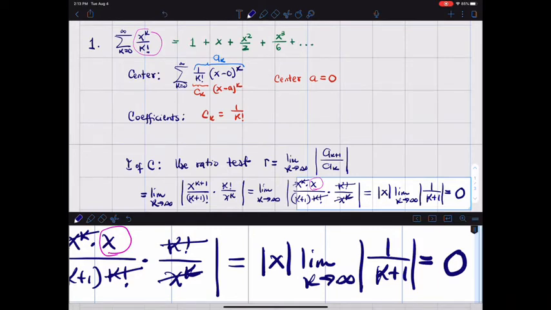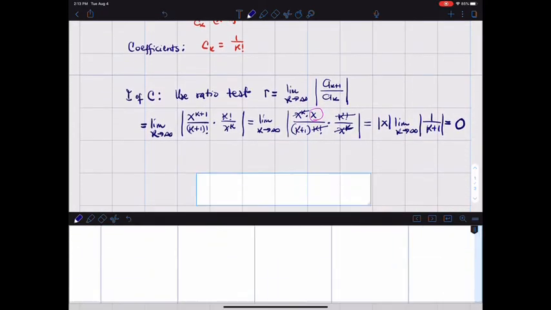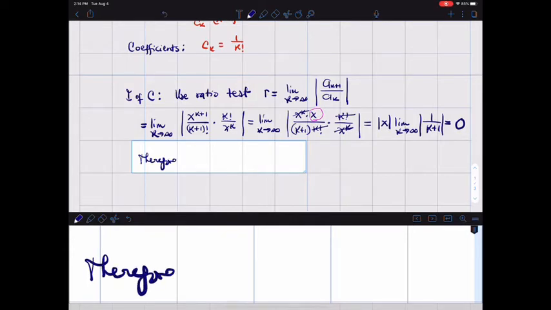What does this tell us? Okay. So this means that for all values of x, our r is 0. So remember, with the ratio test, when r is less than 1, that means the series converges. Okay, so we can say, therefore, that the series converges.